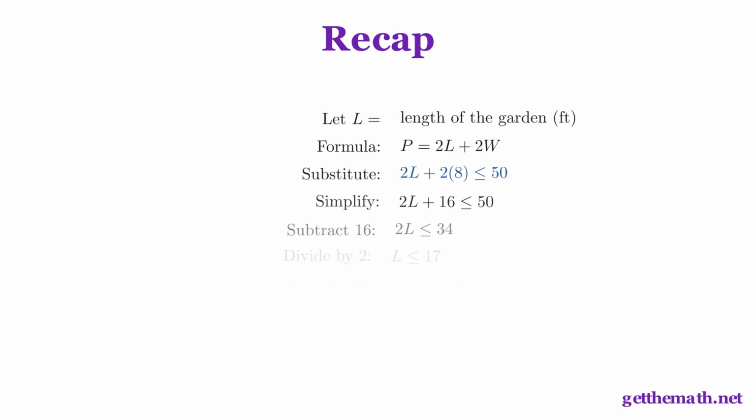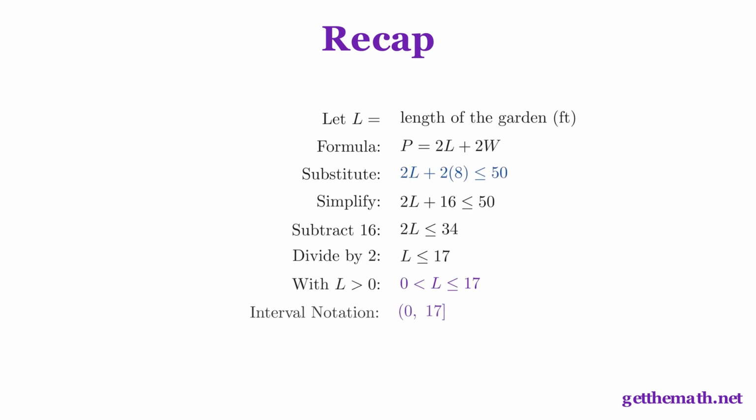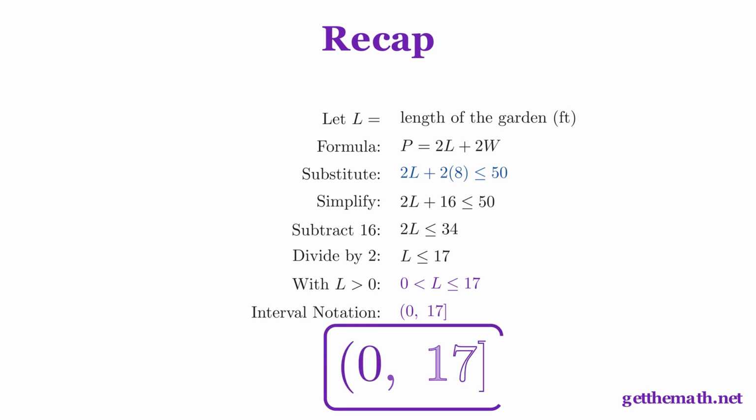Let's recap everything. We let L equal the length of the garden. Using the perimeter formula P equals 2L plus 2W. We substituted to get 2L plus 2 times 8 is less than or equal to 50. Simplifying gave us 2L plus 16 is less than or equal to 50. Subtracting 16 gave us 2L is less than or equal to 34.